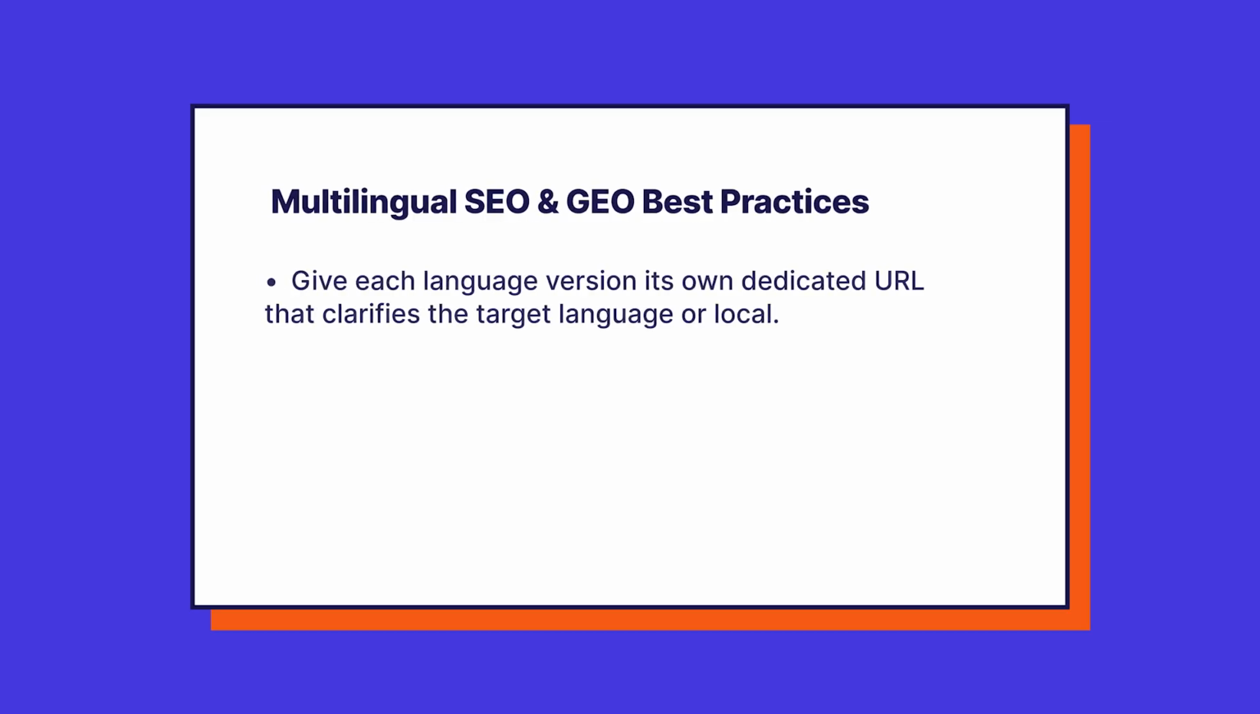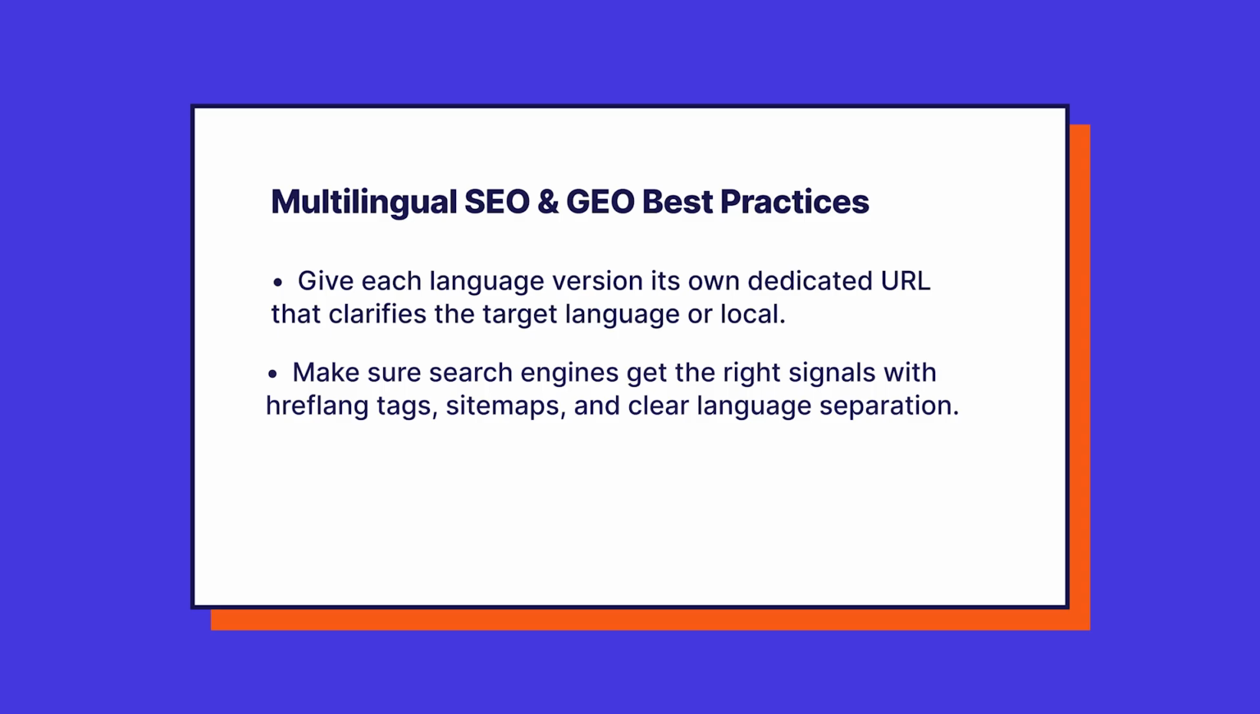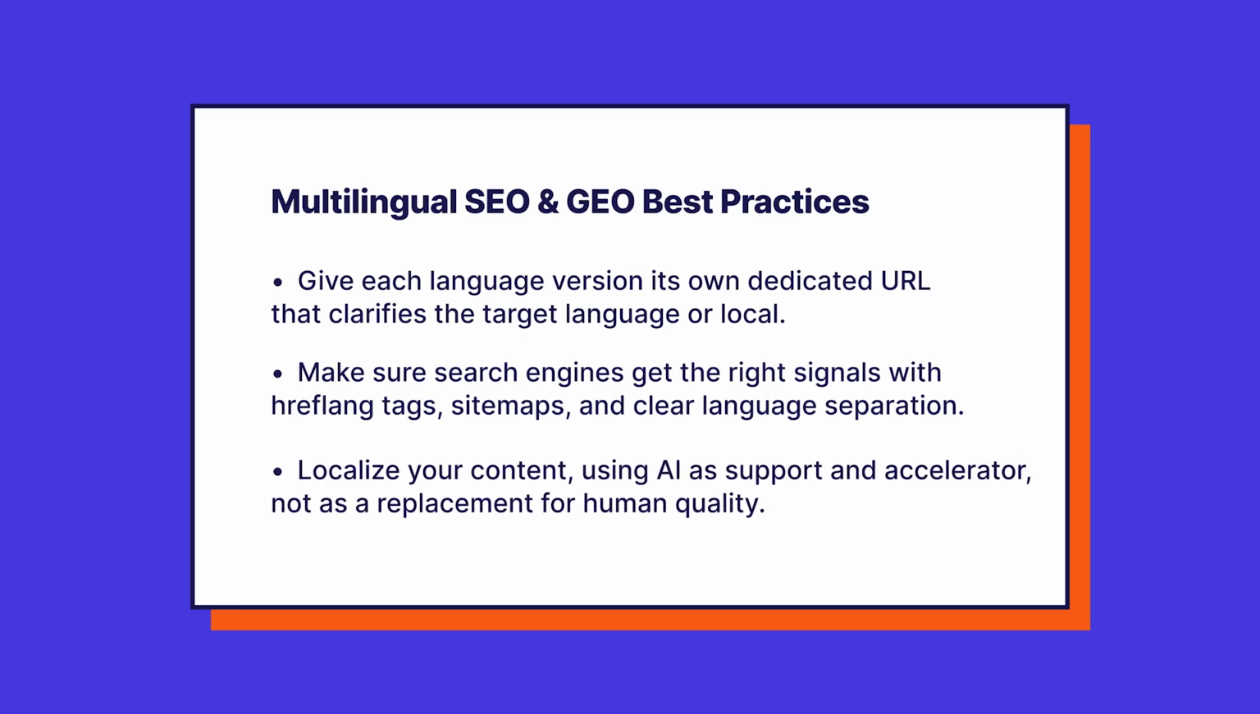Will do. And I think we covered everything one might wonder about multilingual SEO and GEO. But if you have any other questions, make sure to leave them in the comments and we'll get back to you. And to recap our best tips for multilingual SEO and GEO that we covered with Elizabeth: first of all, give each language version its own dedicated URL that clarifies the target language or locale. The second rule is to make sure search engines get the right signals with hreflang tags, sitemaps, and clear language separation. Last but not least, localize your content for humans, using AI as a support and accelerator, but not as a replacement for human quality.